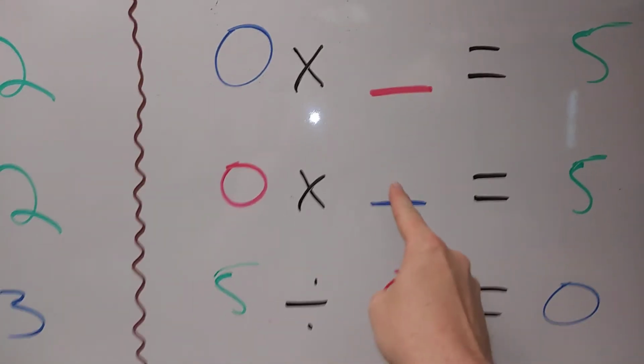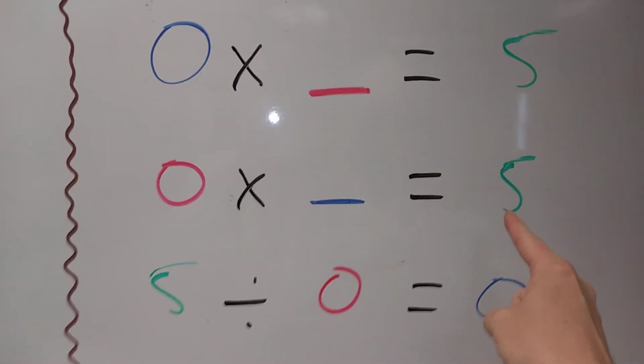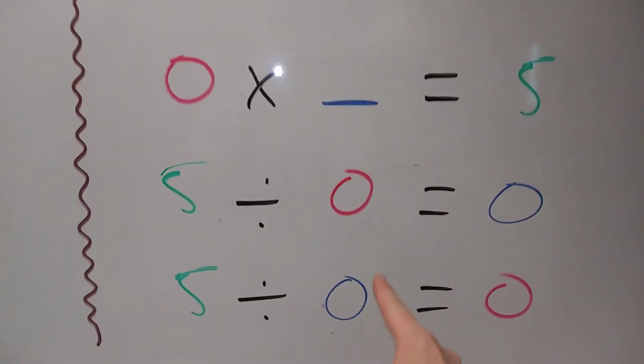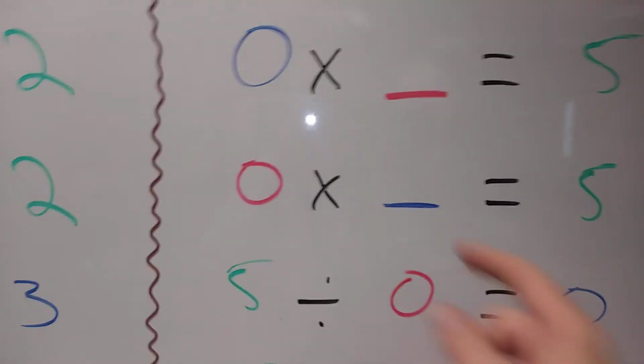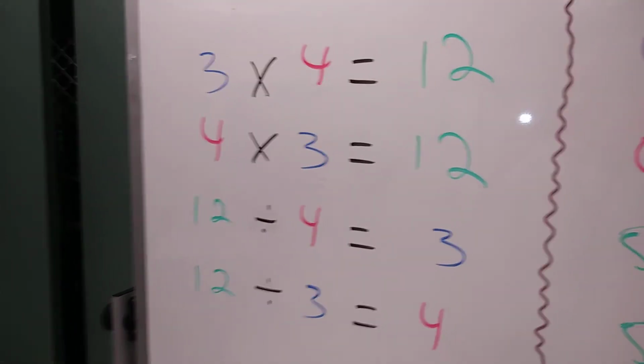So unless they find a new number that goes here, tell them, no, when you divide by 0, you do not get 0, and this is why, because the pattern is not complete for our fact families.